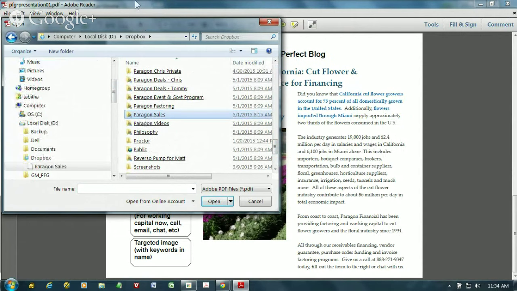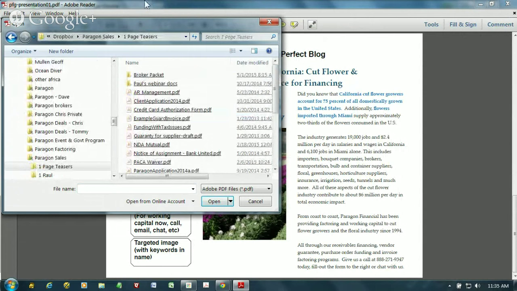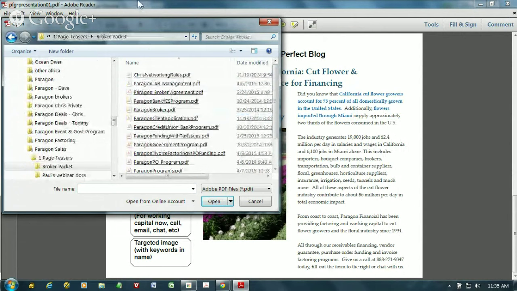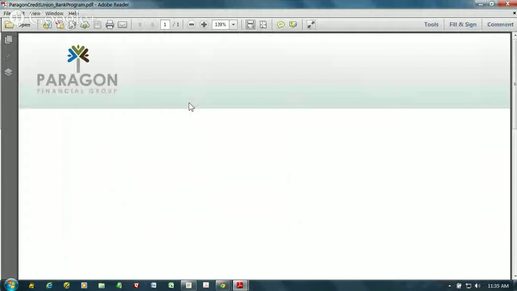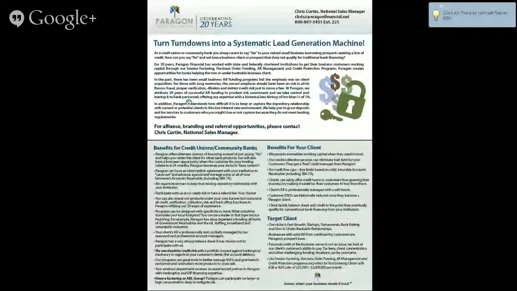So bear with me while I pull up this file. Of course, it's inside the broker packet. So if you have our broker packet, you have it. Here's the Paragon Credit Union and Bank Program.